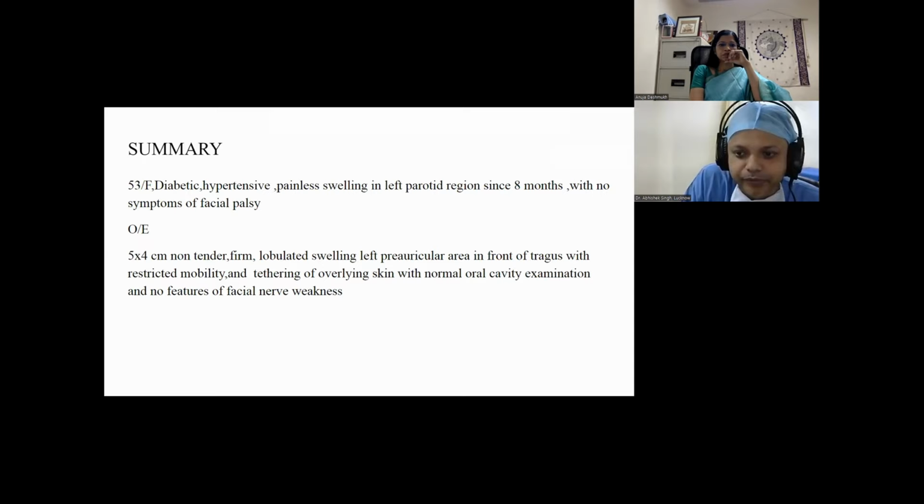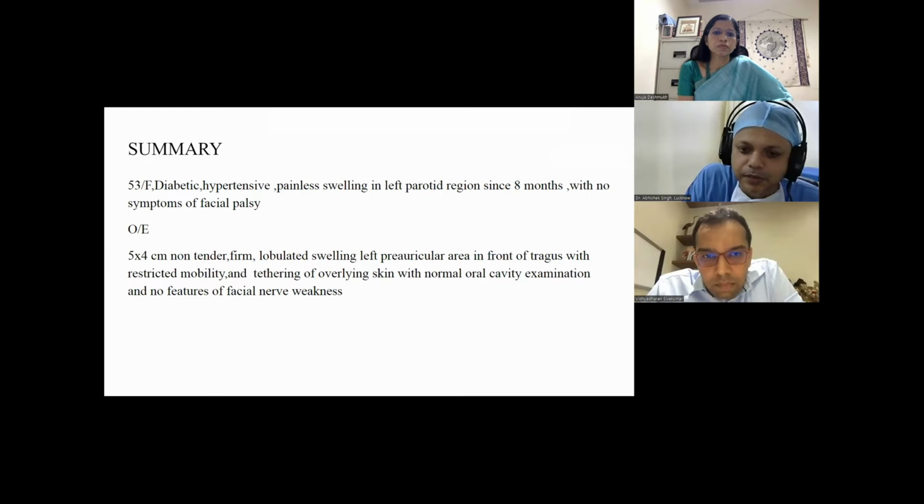And other differential diagnoses would include a lymph nodal swelling or a lymphomatous swelling, but unlikely as the swelling is firm. And anything else? Metastasis to the left parotid. Anything related to some non-parotid pathology? Any other structure that can give rise to a swelling in the parotid region that can mimic a parotid tumor? So a branchial cyst, first branchial cleft cyst can present in the parotid area, and lymph node.